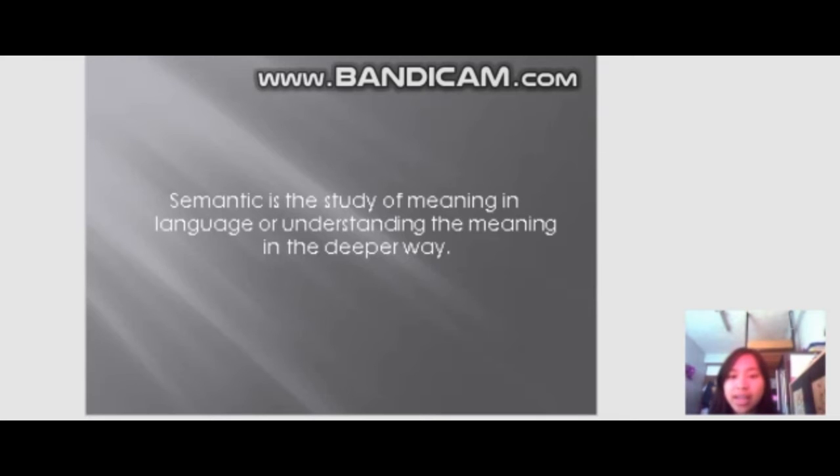So semantics is the study of meaning in language, or understanding the meaning in a deeper way. So semantics is a study of meaning that is used to understand human expression through language.